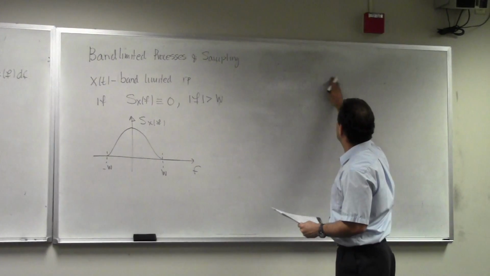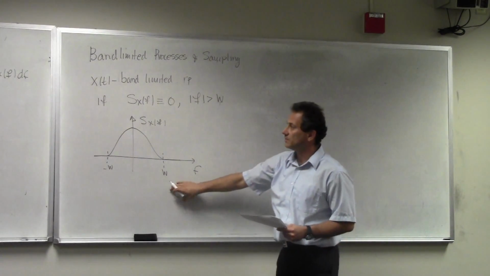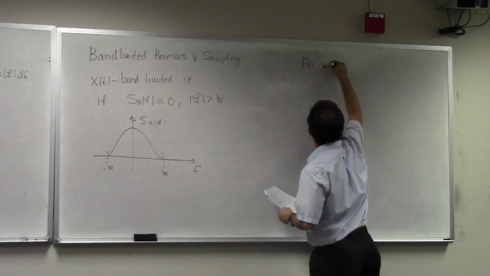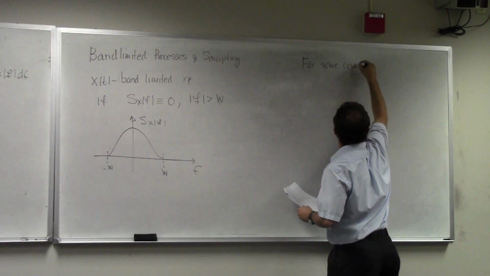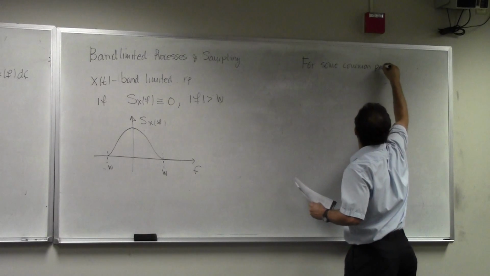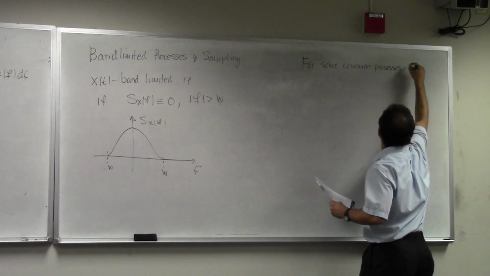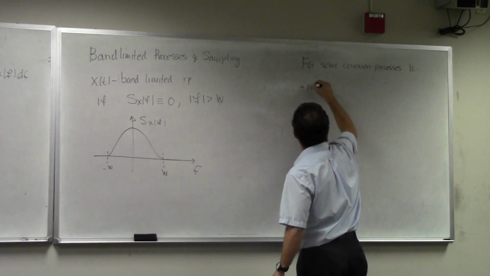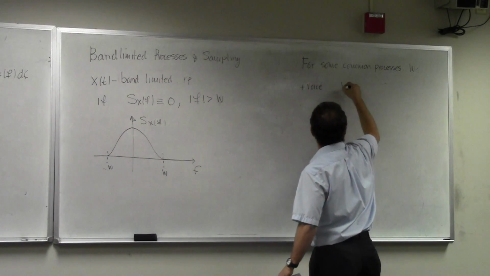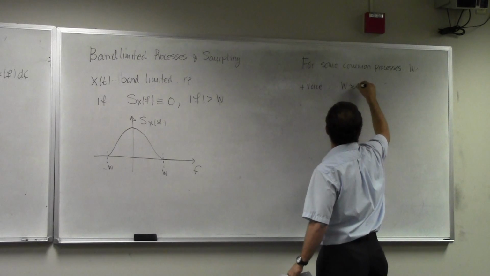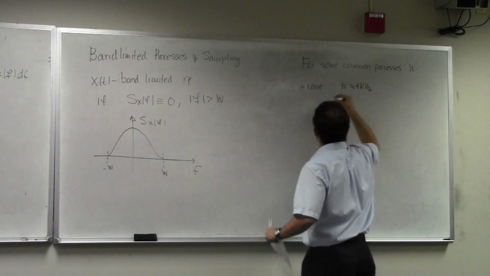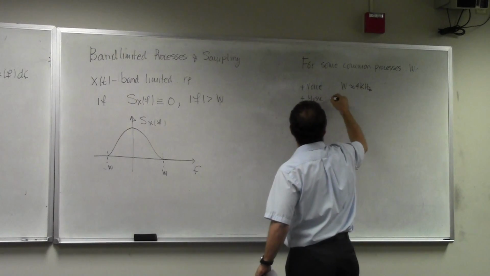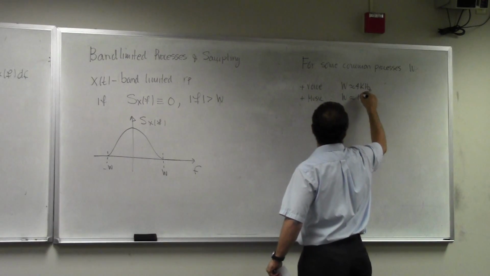So let me define what this W is for some typical signals that we deal with, for some common processes. W is given like this. For voice, W is on the order of 4 kilohertz. For music, W is on the order of 15 kilohertz.